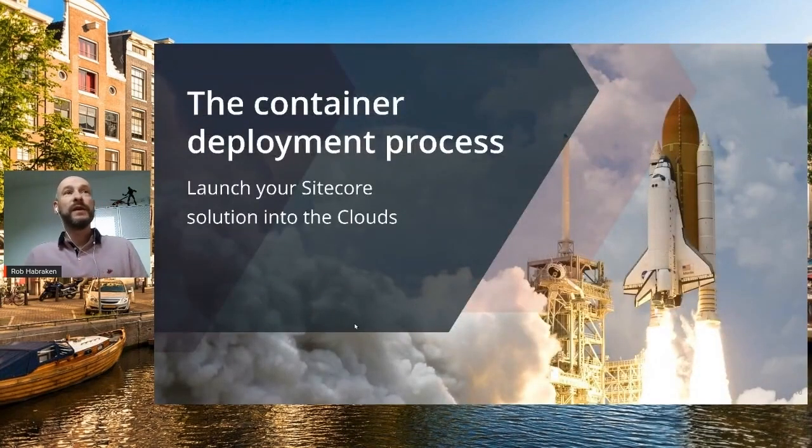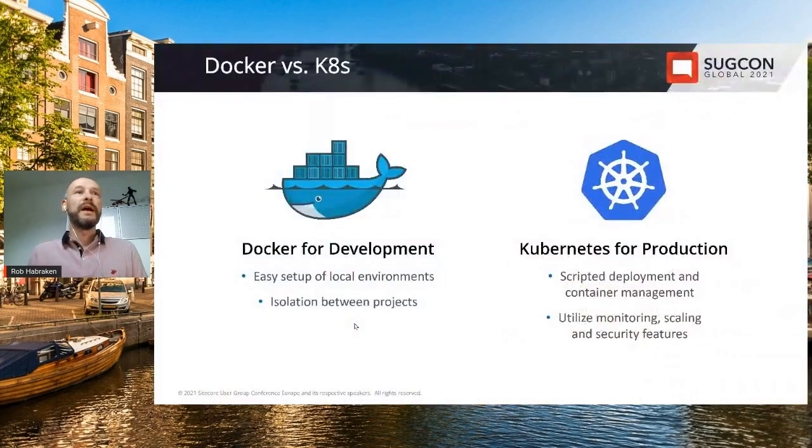So in the container deployment process, what do you need to do to launch a Sitecore solution into the clouds? This slide comes up quite a few times. It was also in my last presentation. There's a difference between Docker and Kubernetes. It's both cloud container technologies, but Docker is used for local environments, an easy setup. It isolates your project you're running, and you can quickly start up working on another project if everything is running in containers. And Kubernetes, on the other hand, is aimed at production environments. It has a scripted deployment. It has a very mature container management, and it also utilizes monitoring, scaling, and the security features that you need in production.